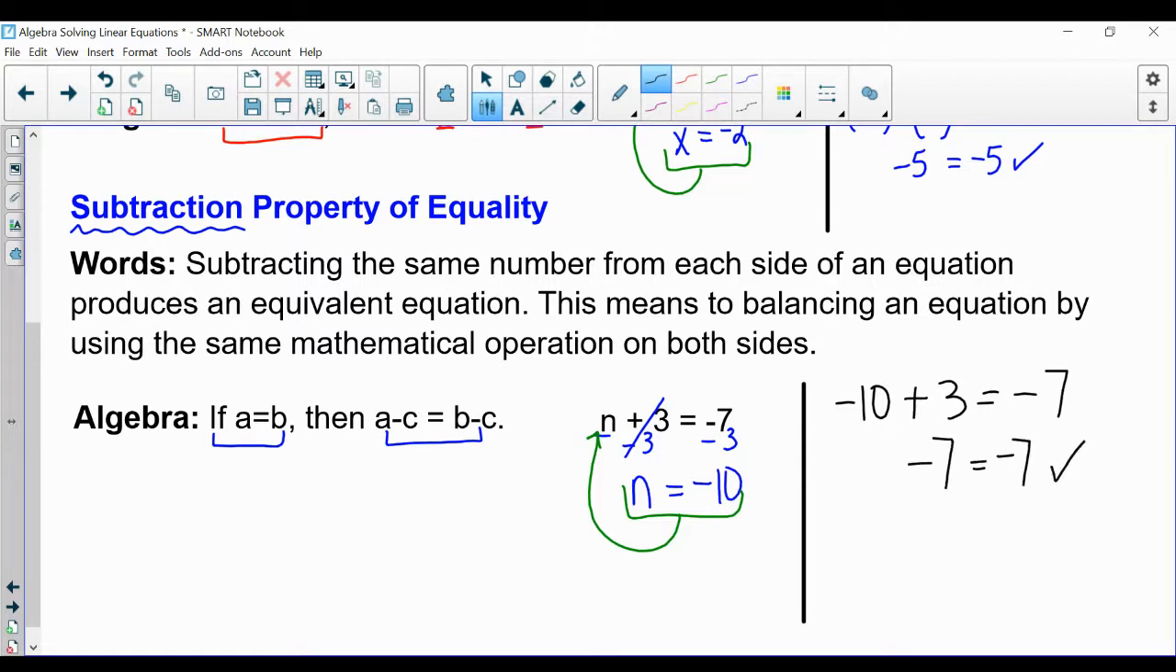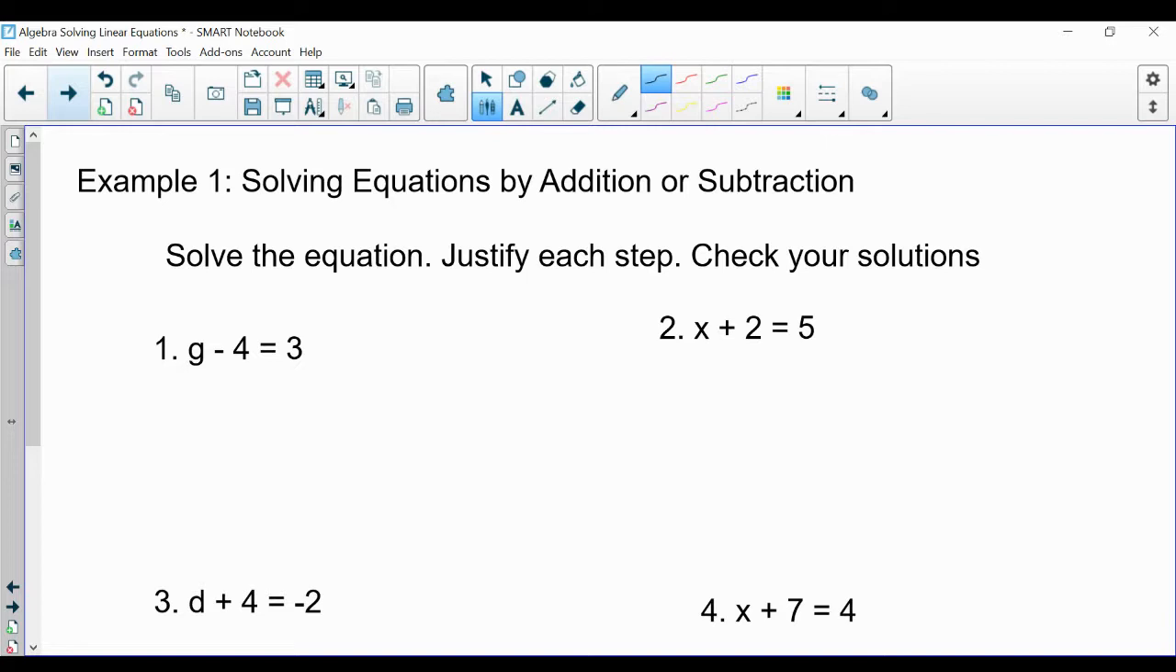So therefore, this checks. So that's the subtraction property of equality. Okay, I'm going to do a couple of examples here, and then I'm going to stop this video and make another video when I start example 2. So I'm looking at the subtraction property of equality and the addition property of equality.